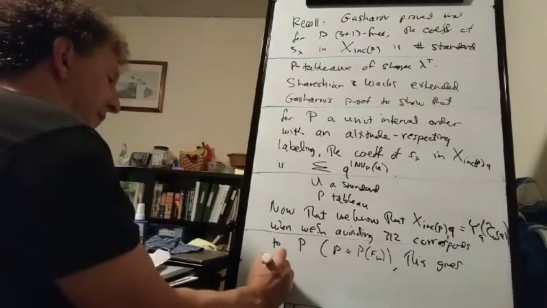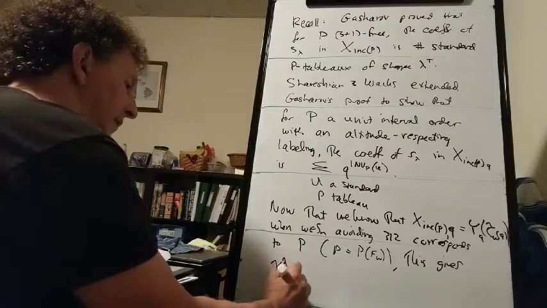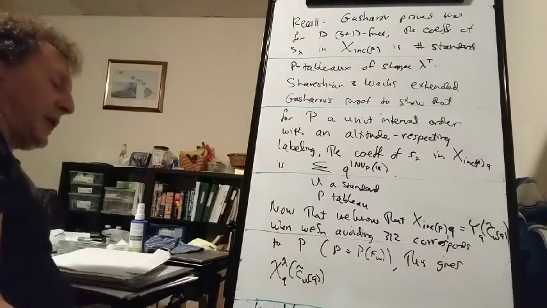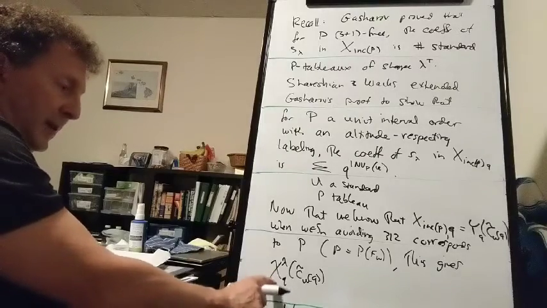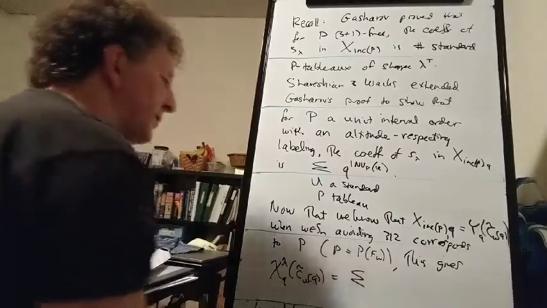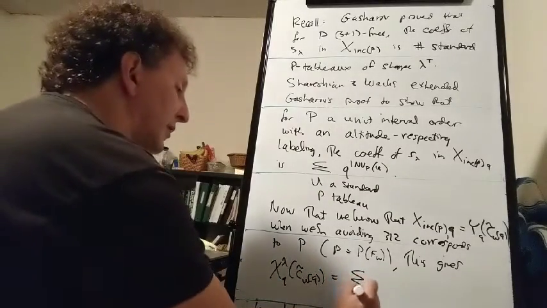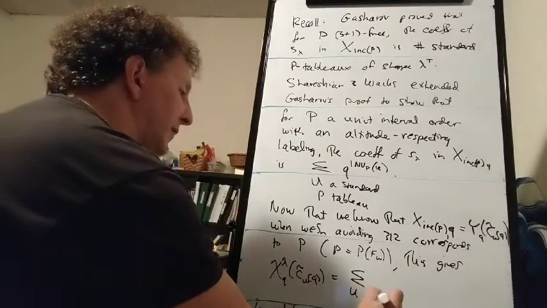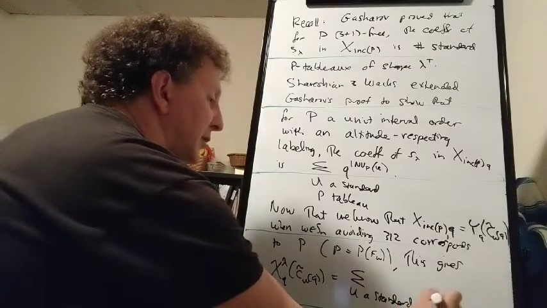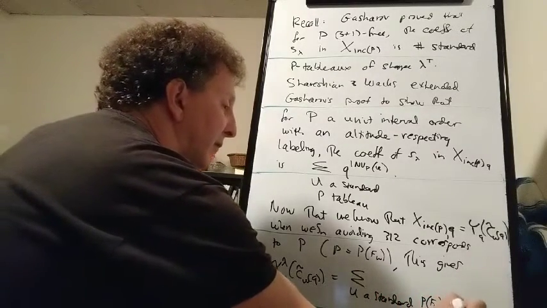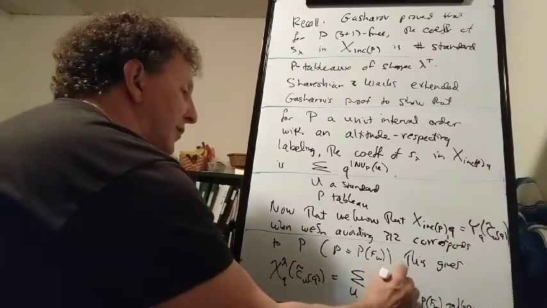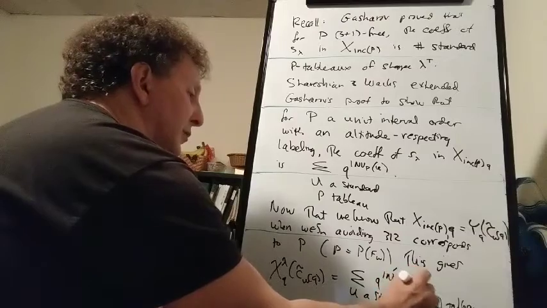This gives that the irreducible character evaluation chi^lambda of C_w equals the sum over U a standard P_{F_w}-tableau of q to the number of P-inversions in U.